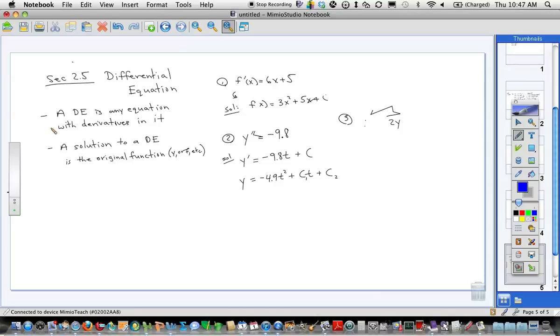Okay? What's different about this one? It's got y in it. It's got the output variable in it instead of the input variable. Now keep that, this hasn't been a big deal for us too much, but now it is.